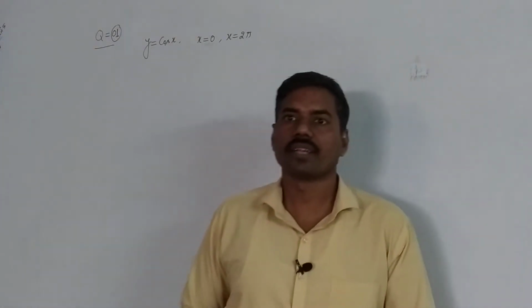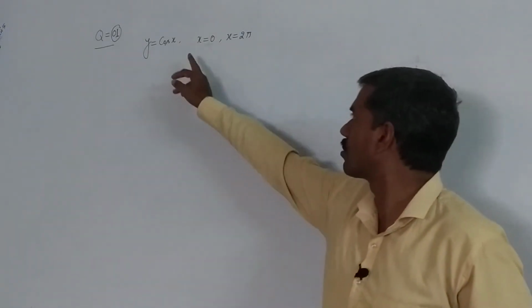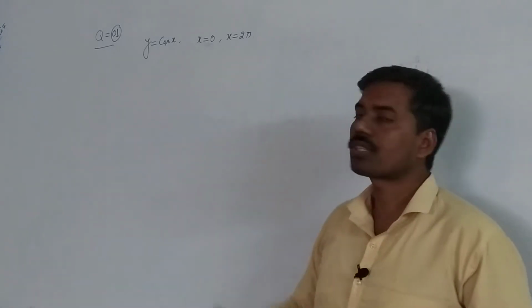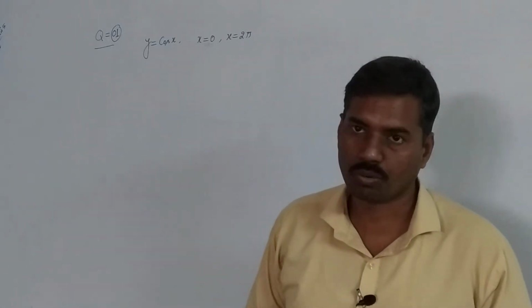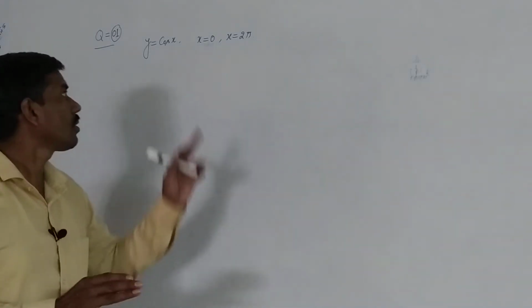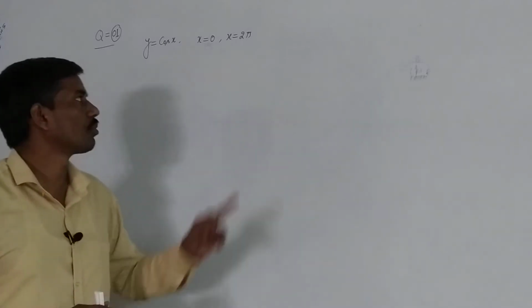Hello students, let us find the area covered by curves. The first one is y equals cos x, the second one is x equals 0, and the last one is x equals 2 pi. This means we have to find the area covered by the curve cos x from x equals 0 to x equals 2 pi.